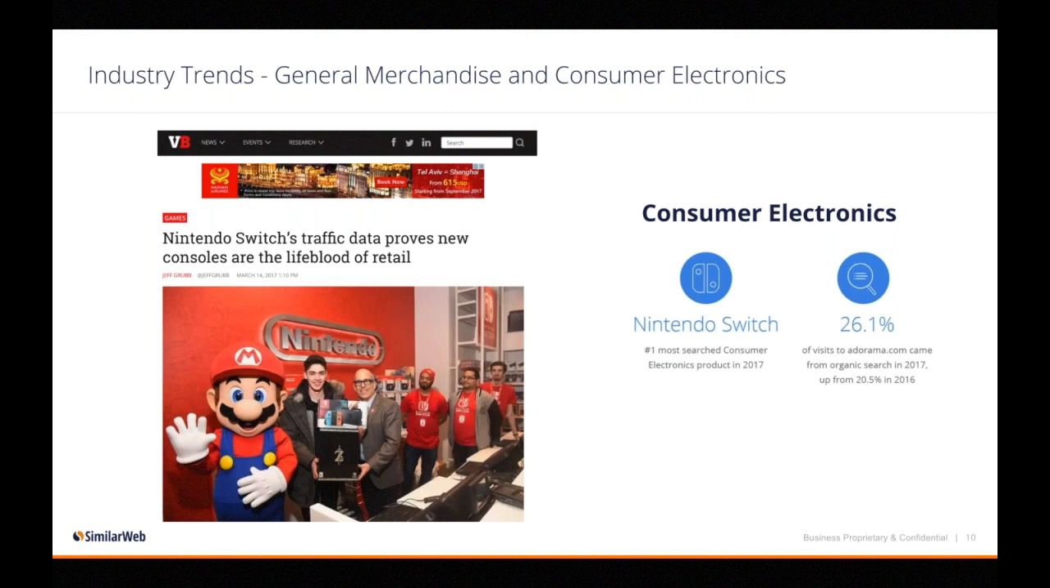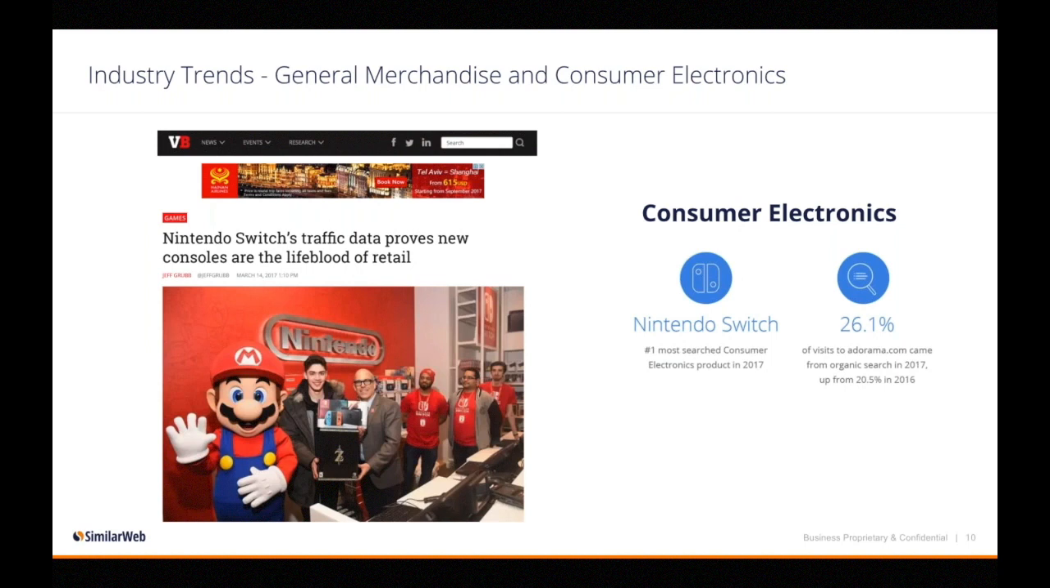So here's just a quick preview of the VentureBeat article that used SimilarWeb data, but we were pretty amazed that a product like this could drive so much traffic.